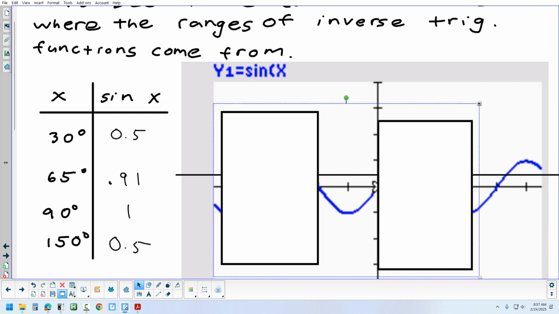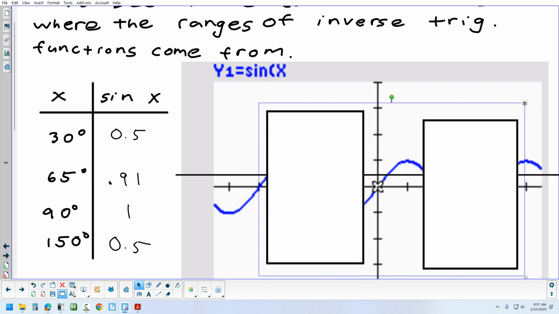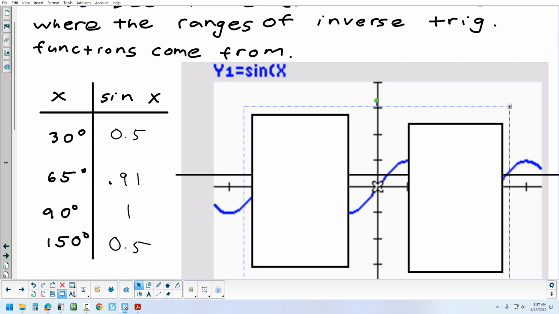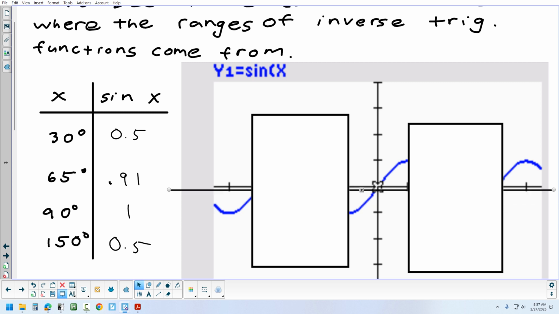Let's try like another section. I want to look at a positive section. How about that section? No. How about that section between the boxes? Yeah. So that's basically what we do to avoid the problem of having more than one answer. We say, okay, we can't look at the whole thing, but we could look at part of it. And if we look at the part between those two boxes, that horizontal line will never hit more than once, right? And that's basically how they solve the problem of having more than one answer. We all agree to look at just that part.